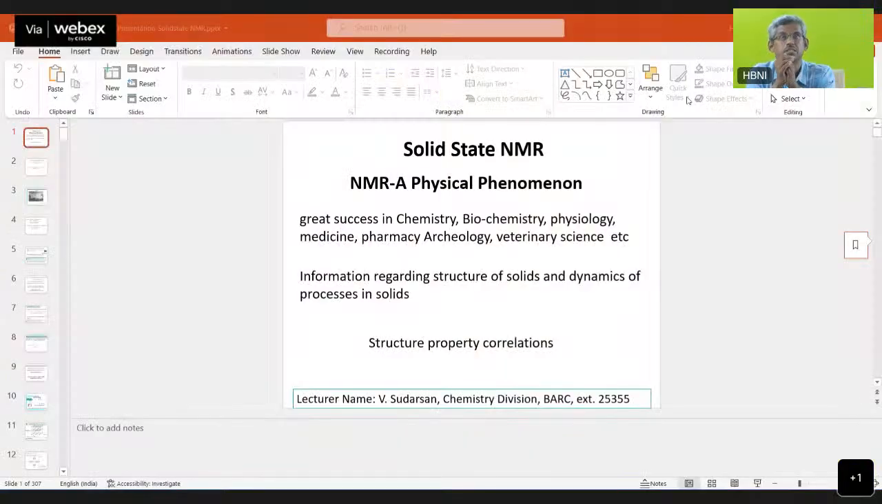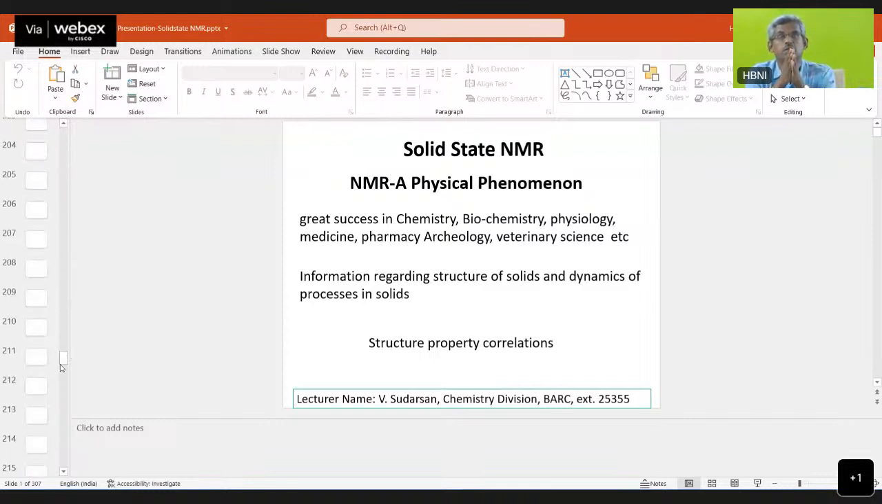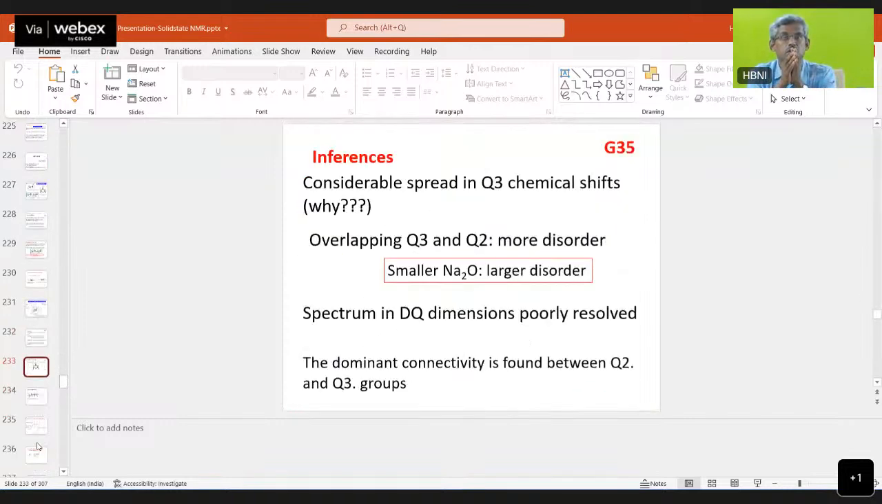For the last 10 lectures, we have been discussing different aspects of solid state NMR. We started with why solid state NMR and not solution NMR, what the advantages of going for solid state NMR are, and what parameters we can get from it. All those things we were discussing.